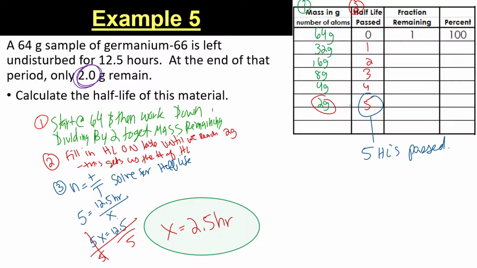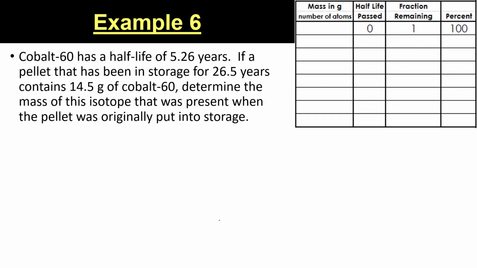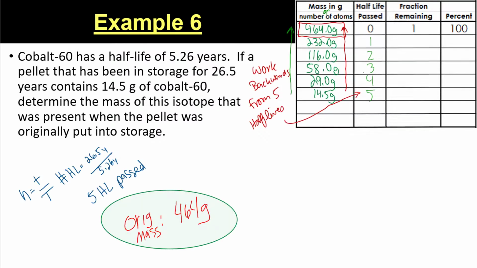At that point, I plugged it into our equation, which is N equals little t over big T, and I was solving for the half-life of the material. I knew how many half-lives passed. I knew how many hours had elapsed, and that got me a half-life of 2.5 hours. All right, question 6. This one is for you to do. Pause the video now and then unpause when you're ready for the answer.